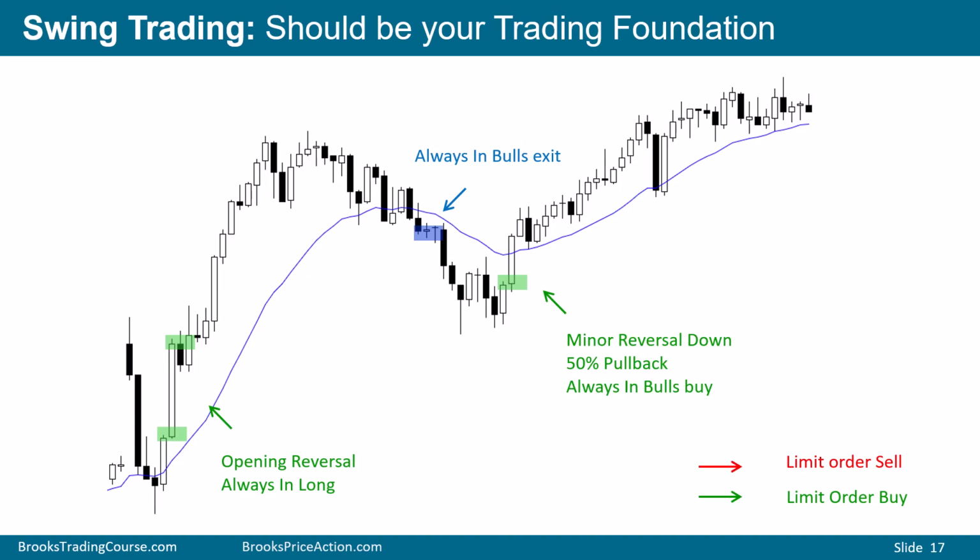Opening reversal, always in long, either here or here. Bulls, they can buy the close and they stay long. At some point, we get an endless pullback, maybe consecutive bear bars below the moving average. Bears get out, bulls get out, and bears start selling. Second entry buy, 50% pullback of the always in long rally. Bears get out and bulls buy.